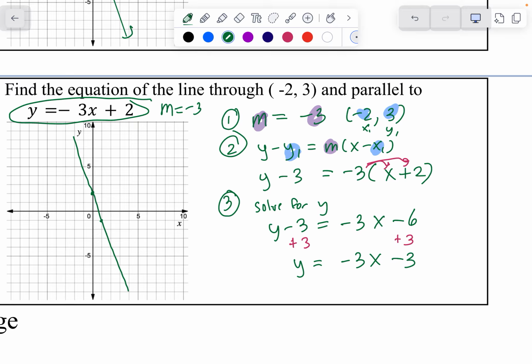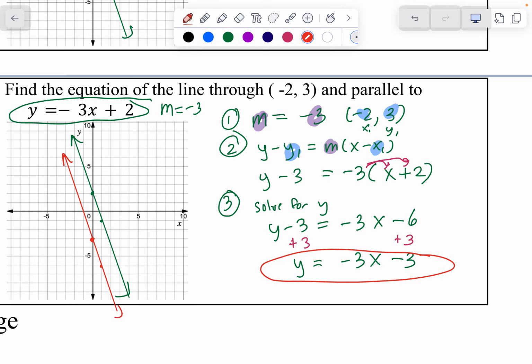Okay. Now, we better be parallel. Our new equation better be parallel. So now let's graph this one. And I think we're ready to start our homework. Okay. So we're going to this time start at negative 3. We're going to go down 3 over 1. We're going to graph our line. As you can tell, they should look like railroad tracks. They're not going to meet.